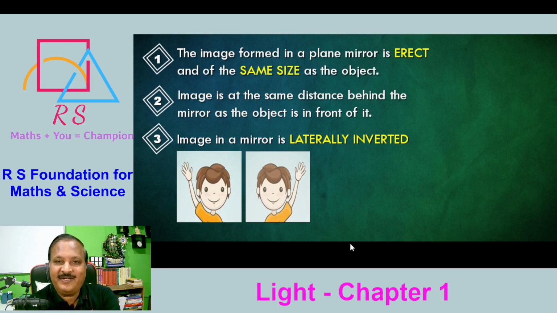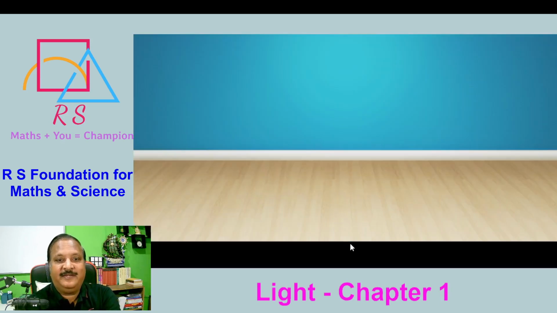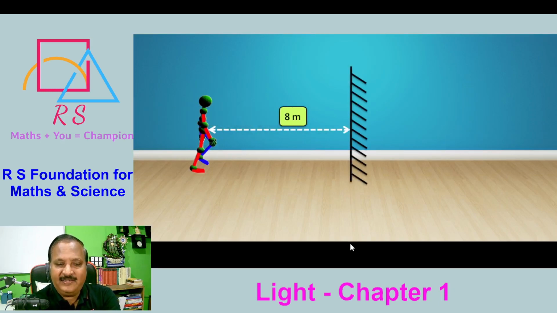Okay, whenever you are giving the properties of an image, this will be the first property: whether the image is virtual or real. So the images formed in the plane mirror are known as virtual images because you cannot catch them on the screen. Now let us have an activity here.